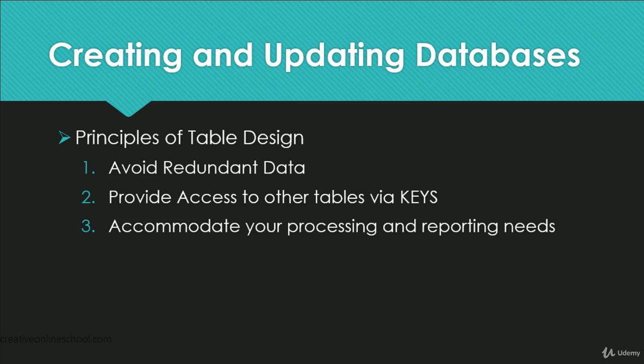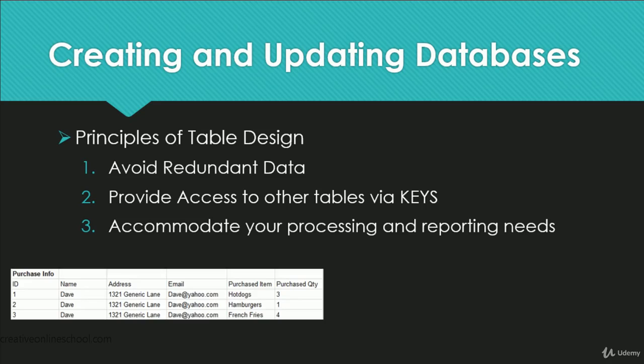This wastes space and can lead to slowdown or even data inaccuracies if one gets updated and the other does not. Here's an example of redundant data. We are storing Dave's name, address, and email multiple times, which wastes space and makes keeping it up to date difficult. The second thing to think about is how the data will connect and include what's necessary to connect them.